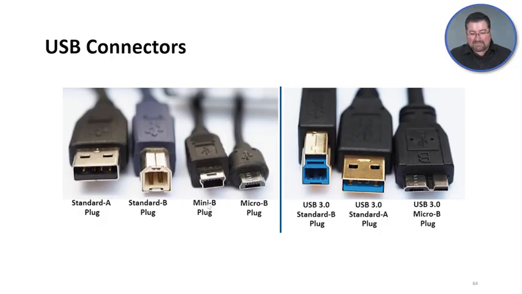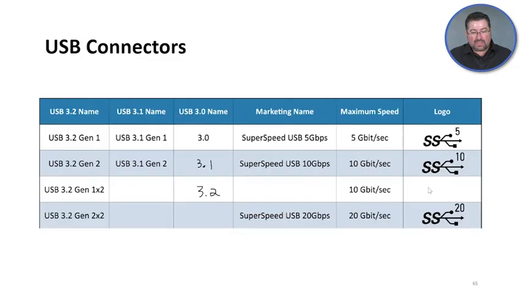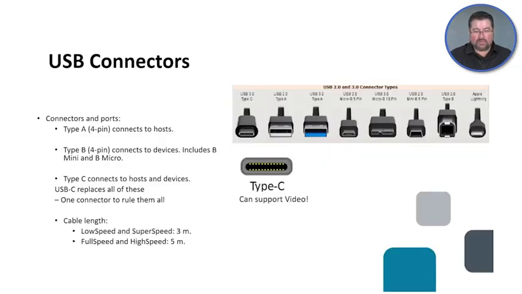Then we have our mini B and micro B, which you would commonly use your micro B to plug in your cell phones and charge them. With USB 3.0, you have your standard A, B, micro B, and don't forget the all-important new type with USB 3 version 2, which is our USB-C. Type C connector can support video, which no prior USB cable or connector could.